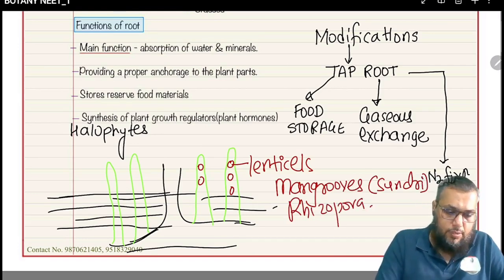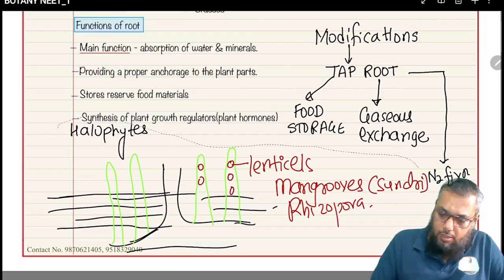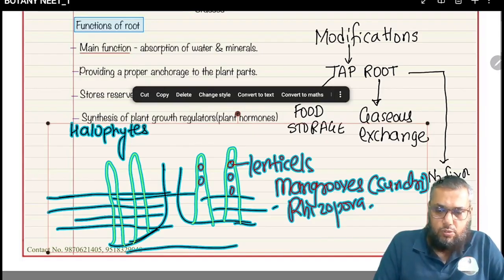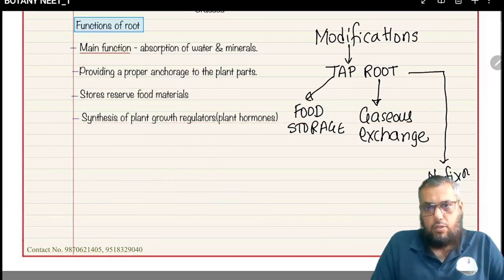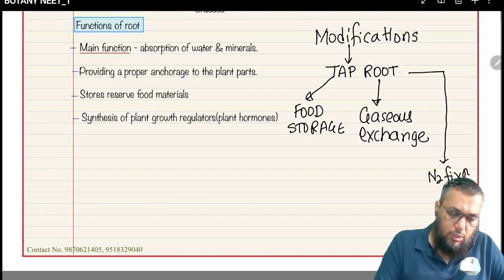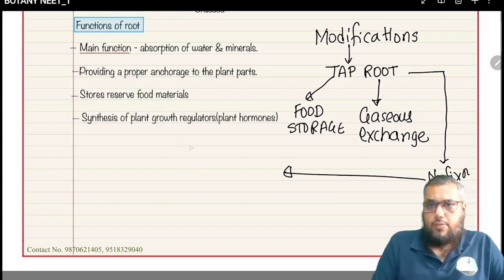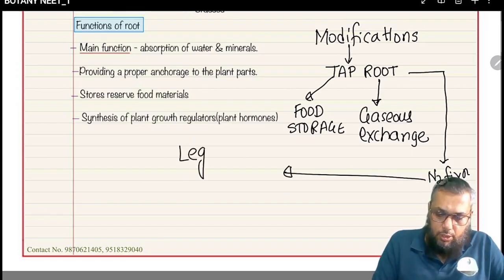So we can remember this. This is how it is going to help in the process of gaseous exchange. So coming to nitrogen fixation, this is seen commonly in plants which are called legumes, Leguminosae.